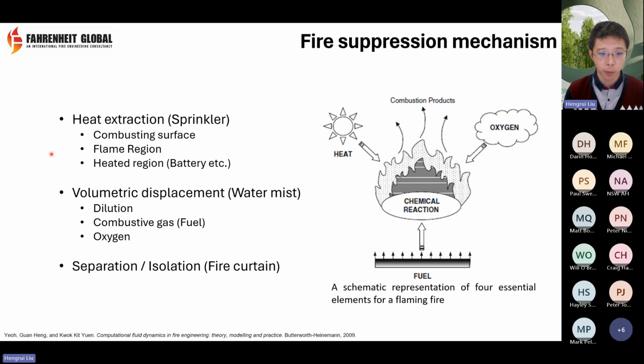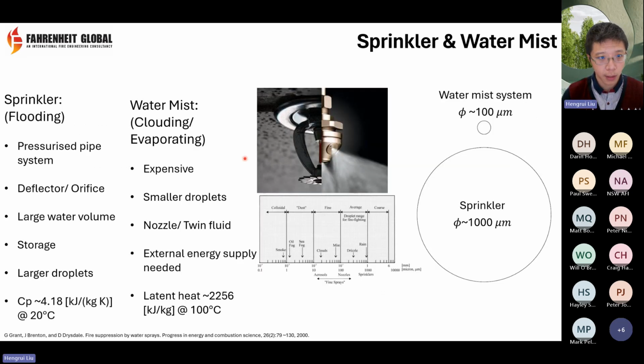And separation, or isolation: we are removing both oxygen and fuel away, basically stopping them from contacting. A typical example is the fire curtain. What I will talk about more is the difference between sprinkler and water mist systems. So, next slide.